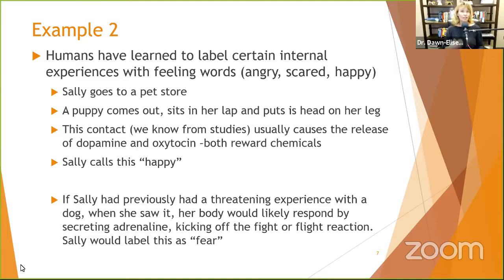This contact with an animal, and it can be with humans too, causes the release of dopamine and oxytocin, which are both reward chemicals, makes you happy. So there was a surge of contentment or neurochemicals. But helping people understand where those feelings come from can help take some of the mystery out of why they feel the way they feel. If they can look at it from a pure survival and bonding standpoint, what is the benefit to me of this reaction? Now, if Sally had previously had a threatening experience with a dog, when she saw it coming over to her, she may have backed away because the fight or flight reaction would have kicked in and she may have gotten afraid.